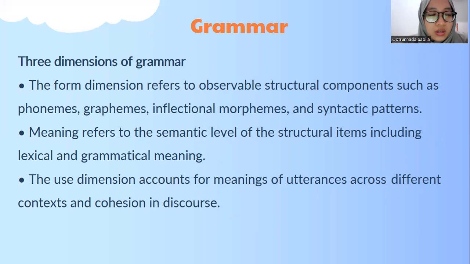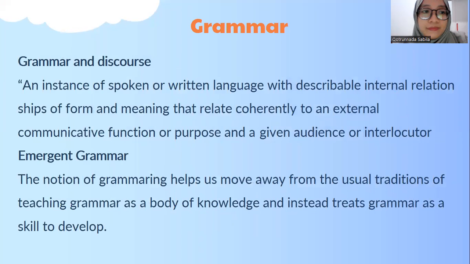About grammar. Here are three dimensions of grammar. The form dimension refers to observable structural components such as phonemes, graphemes, inflectional morphemes, and syntactic patterns. Meaning refers to the semantic level of the structural items, including lexical and grammatical meaning. The use dimension accounts for meanings of utterances across different contexts and cohesion in discourse.